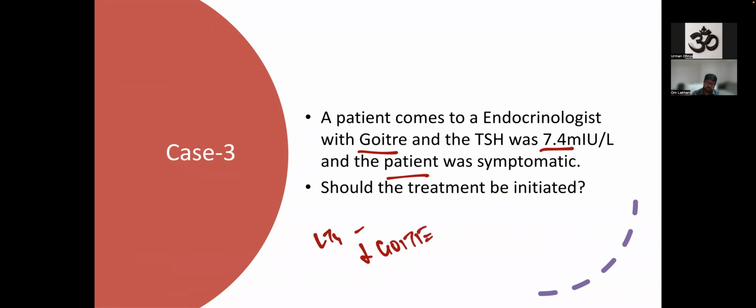So the size of the goiter, there is a statistically significant reduction in the volume of the goiter by treating this patient with subclinical hypothyroidism who has a goiter, right? So this becomes again an indication for treatment of this patient, right?